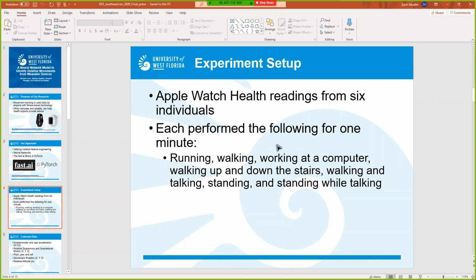Now, when we were getting our data, we essentially set up the problem as getting six individuals to run a series of actions for 1 minute. This was like walking, running up and down the stairs, working at your computer, walking and talking, standing while talking, and then just regular walking. And as you can probably tell, a few of those are very much so almost the same exercise. And so we wanted to pick ones that would be pretty hard to differentiate.